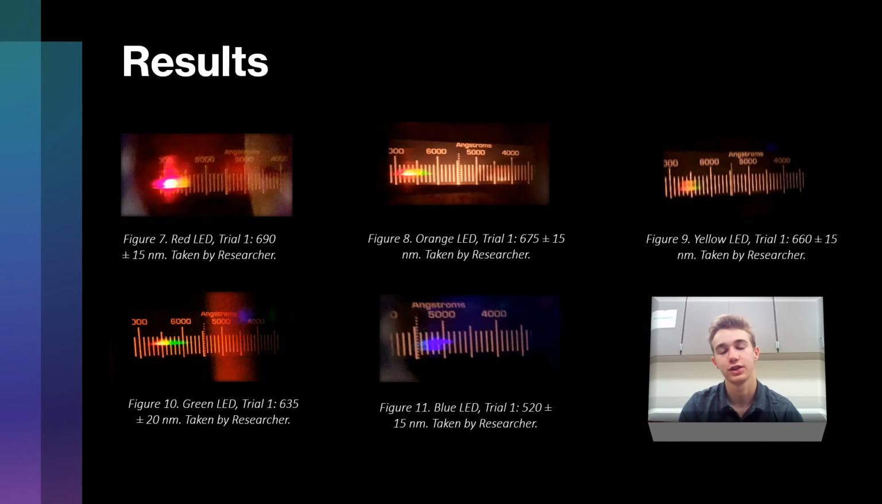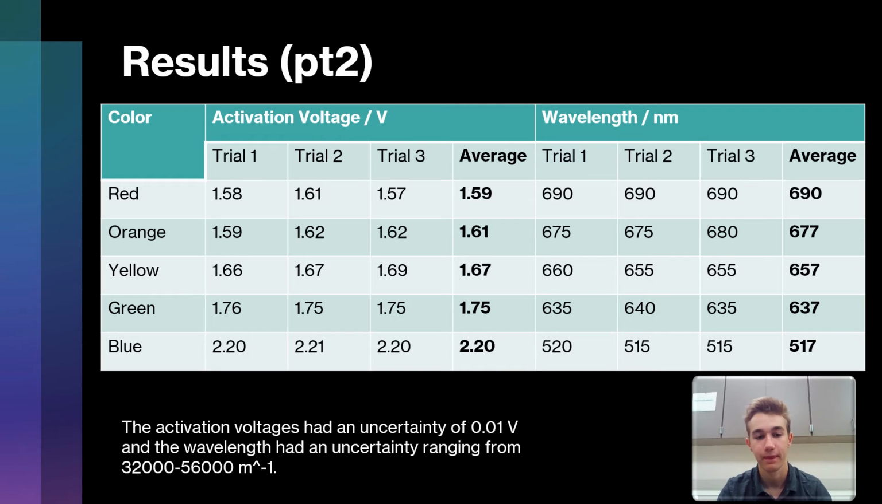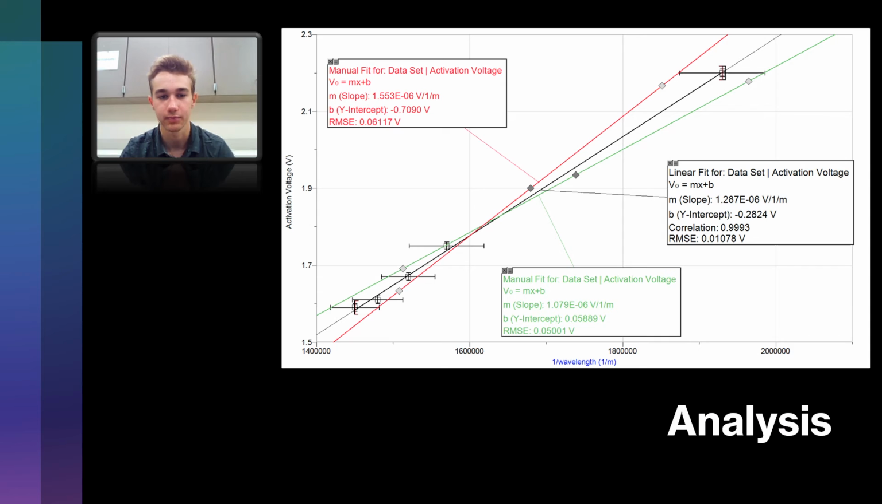So here are the results, and you can see there's various wavelengths for each different colored LED. And putting these on a table, you can see as activation voltage went up from the red to blue LED, wavelength went down from the red to blue LED. And the activation voltage had an uncertainty of 0.01 volts, and the wavelength had a varying uncertainty depending on the spread as seen in the previous slide by the LED.